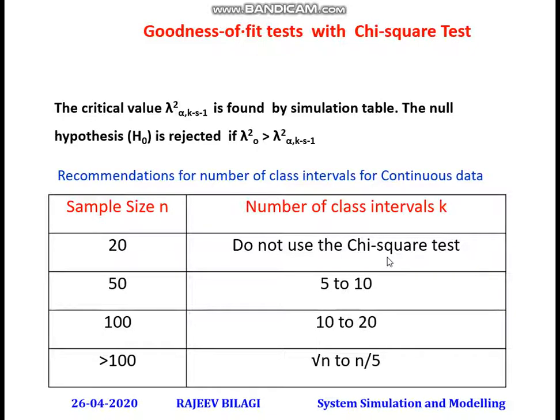Usually if the given sample is small, you don't apply the chi-square test. If 50 numbers are there, the number of class intervals should be 5 to 10, because the expected frequency should always be greater than or equal to 5. Similarly, for 100 numbers, you will have 10 to 20 class intervals. If numbers are greater than 100, then square root of n to n by 5. This is basically how to find the number of class intervals.